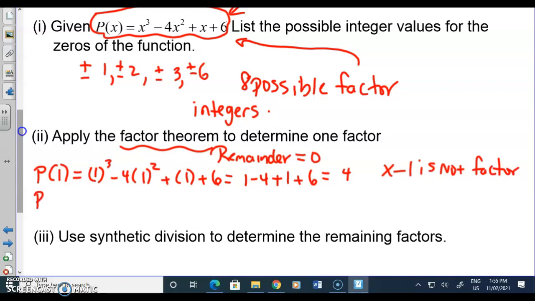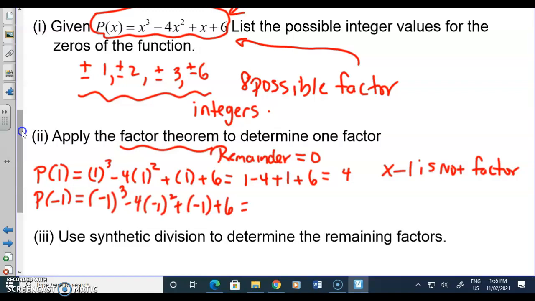So you've tried 1. Now you're going to try -1, and do the same process. You're going to go through the list of all 8 until you get one that works. So I'm going to plug in -1, and when I work it out, I'm going to get -1 minus 4 minus 1 plus 6. And that works out to be 0. That's the one that I want, because if the remainder is 0, then I know that x plus 1 is a factor. So now I have a starting point.